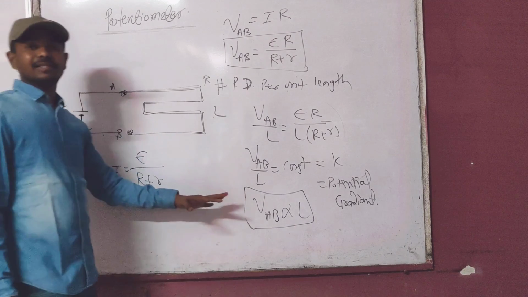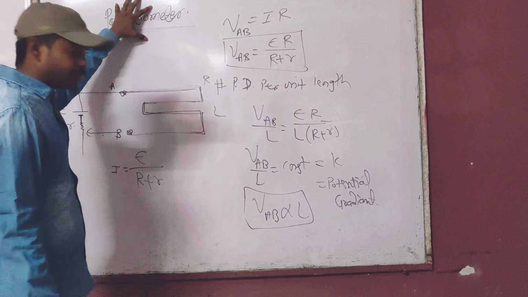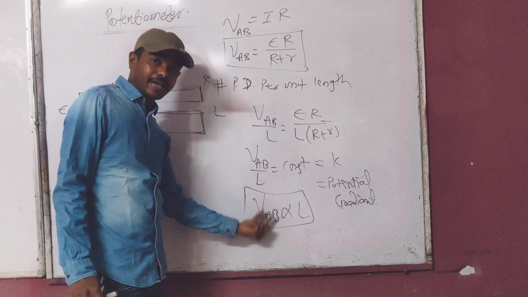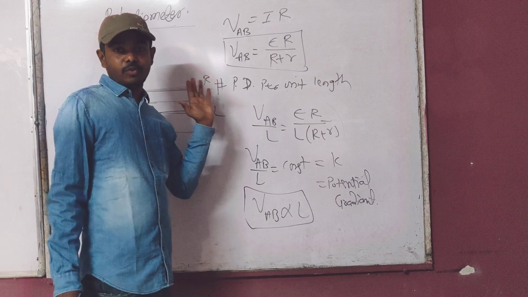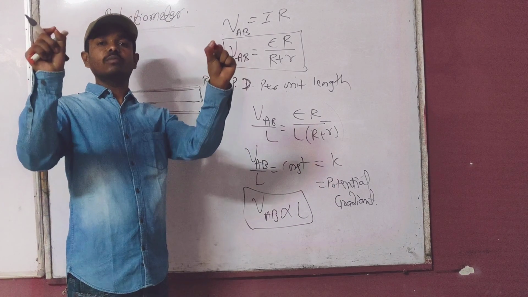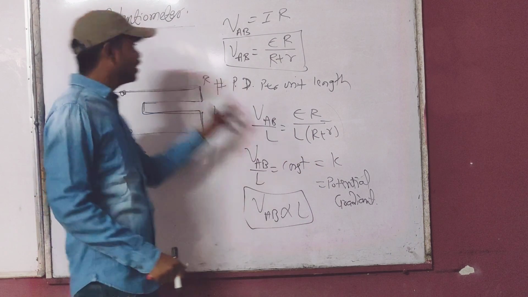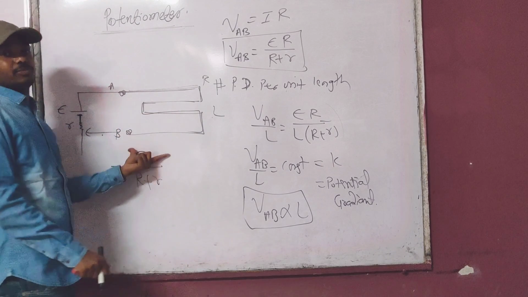The only thing we have to remember is: what is the principle of potentiometer? The principle of potentiometer is nothing but that the potential difference between any two points of the conductor or wire is directly proportional to the length of the wire. And this is the instrument called a potentiometer.